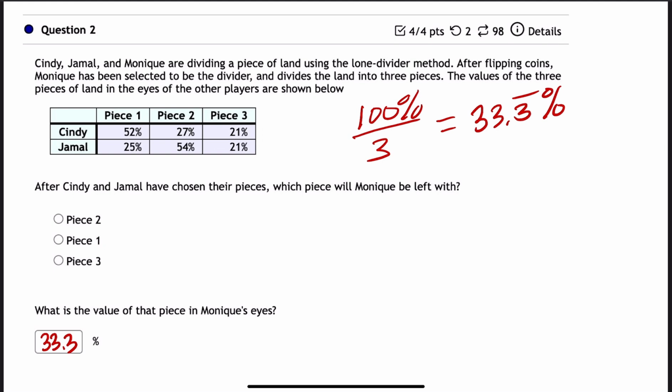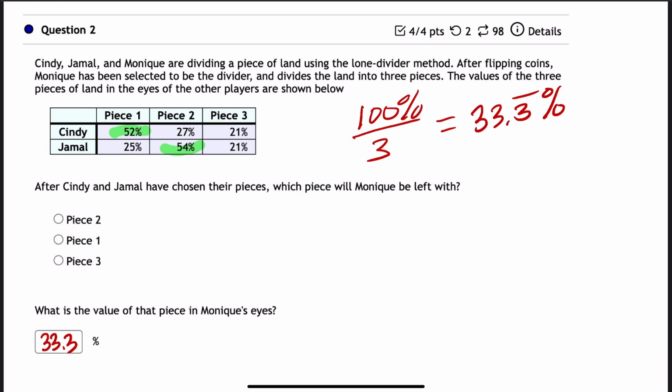And so for Cindy, that's going to be piece 1. Piece 2 and 3 are less than 33%, so it's not a fair share for Cindy. Jamal values piece 2 at more than a fair share, but the other 2 are not. And this looks like it's pretty easy to divide up because each of the 2 here have a preference.